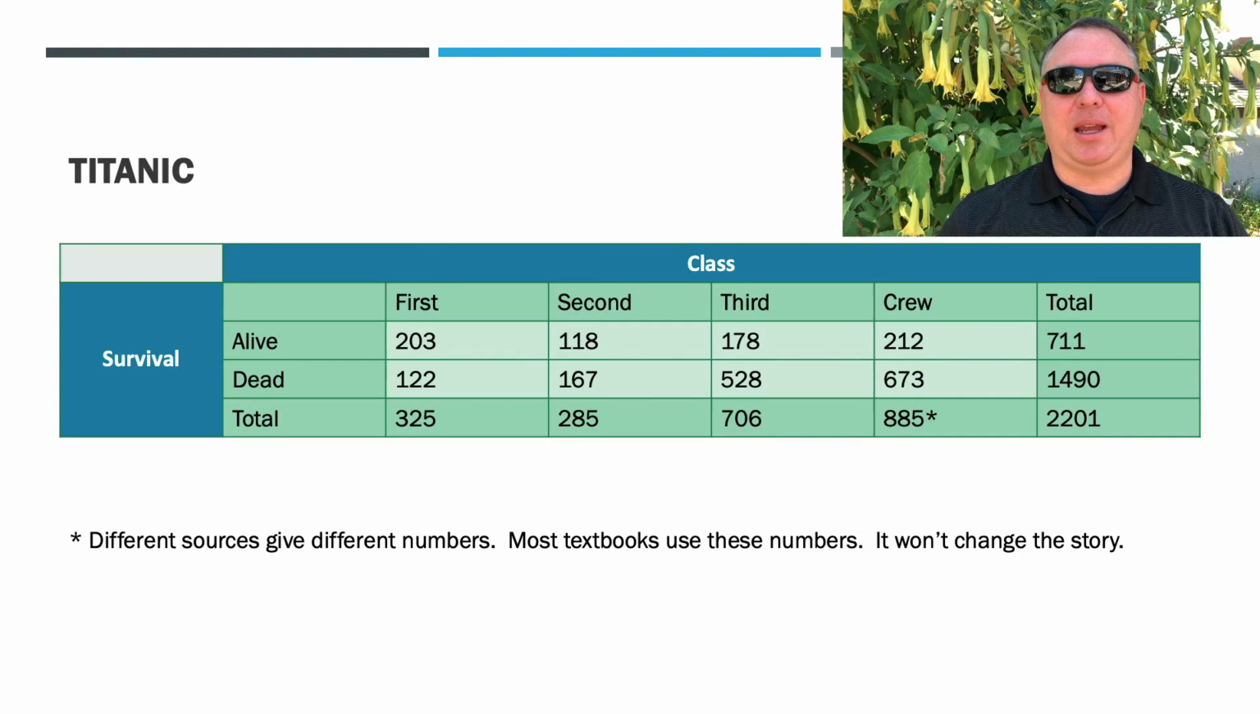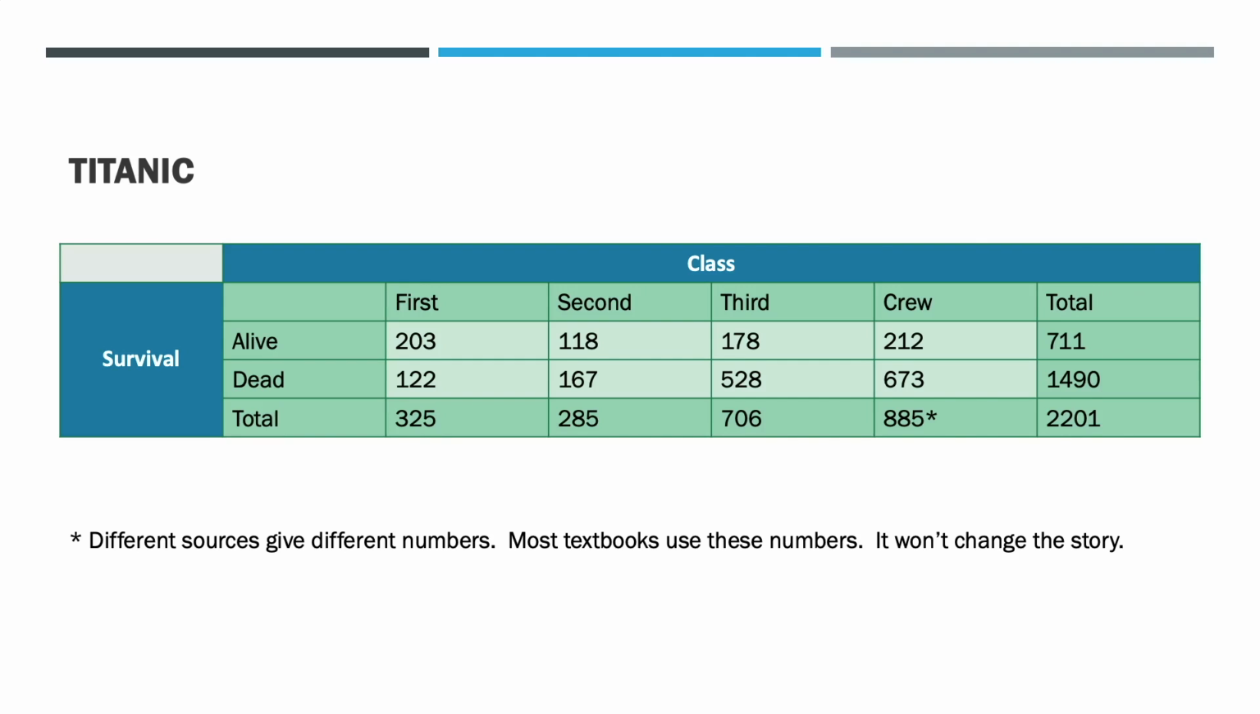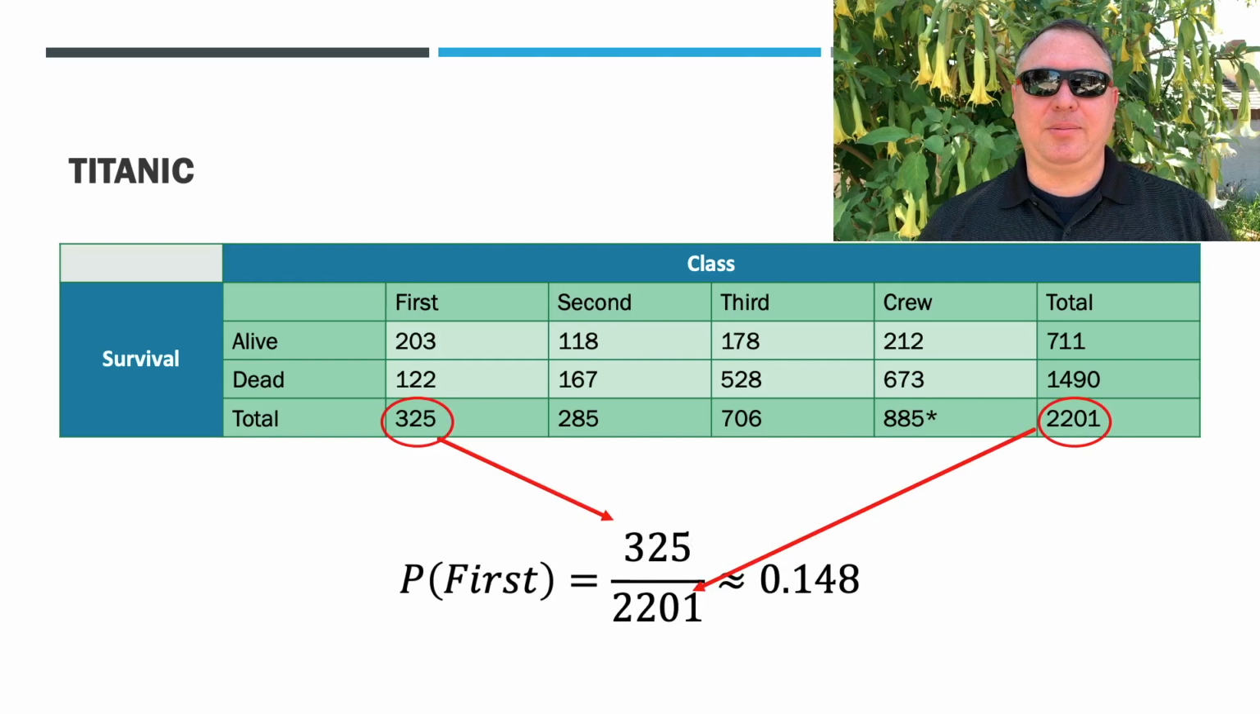This is a two-way table. It shows two variables, class and survival. We can talk about the probability if we think of a lottery where we randomly select a person on board. This is mathematically how we say, what is the probability of randomly selecting a first-class passenger? As you can see, it's almost 15%.